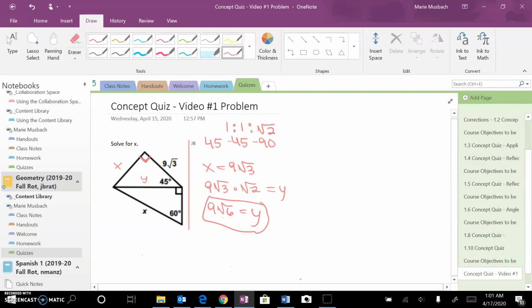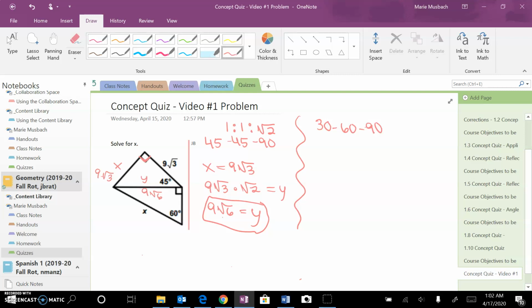And the reason that it's 45, 45, 90 is because all of those add up to 180. So this x would be 9 to the square root of 3, while the y would be then 9 to the square root of 6. Okay, so then going on to the second triangle, it would be 30, 60, 90, because all those add up to 180, and there's a 90-degree angle, and since this angle is 60, then you can figure out that the other one is 30.